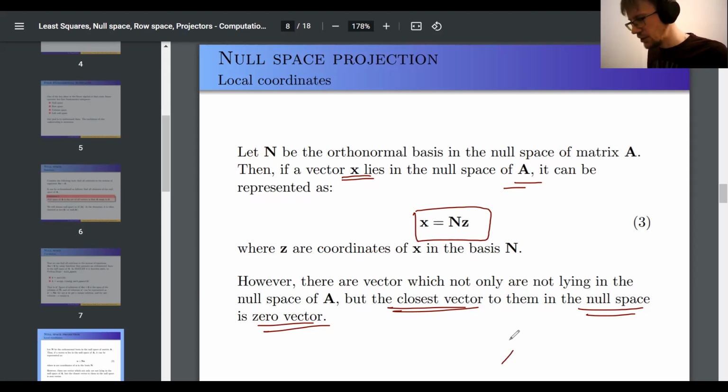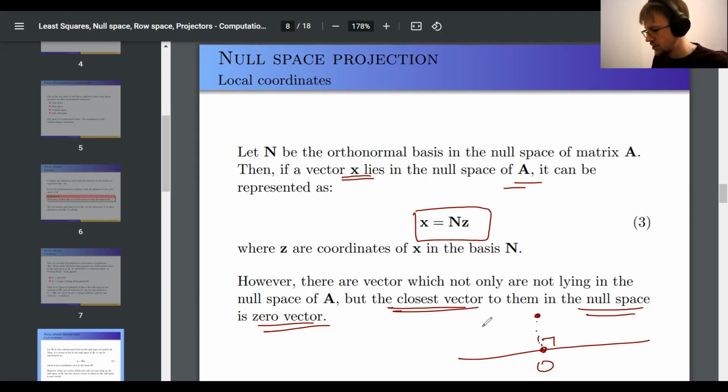Let's imagine that the null space has this shape. It's a line, and here is the origin. Null space, same as any linear space, always contains the origin, right? There's the origin, and let's say you have a vector here. You can kind of see that the closest to it is the origin. It makes intuitive sense. For this vector, the closest to it would be something else, not the origin. But for this vector, it will be the origin. So it makes perfect sense.